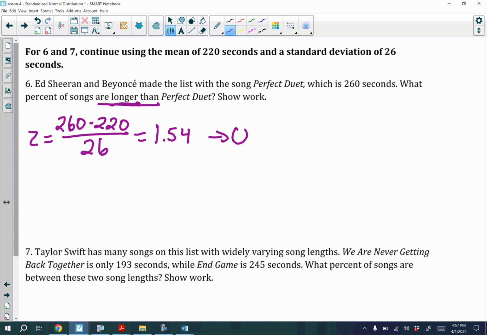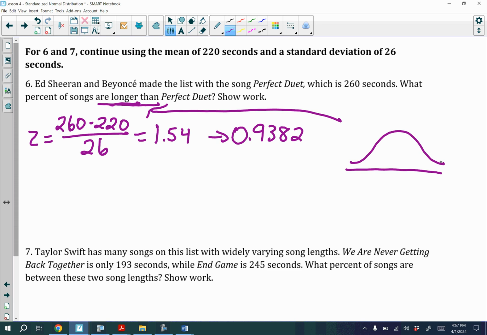Now, here's where we have to be careful. This gave us the decimal 0.9382. We have to think about our longer than. Is that going to be on the right hand or left hand side of our z-score here? Our z-score is at 1.54. So will that mean we want things on the left or right? Well, we want things longer. That means it's going to have to be the right side.